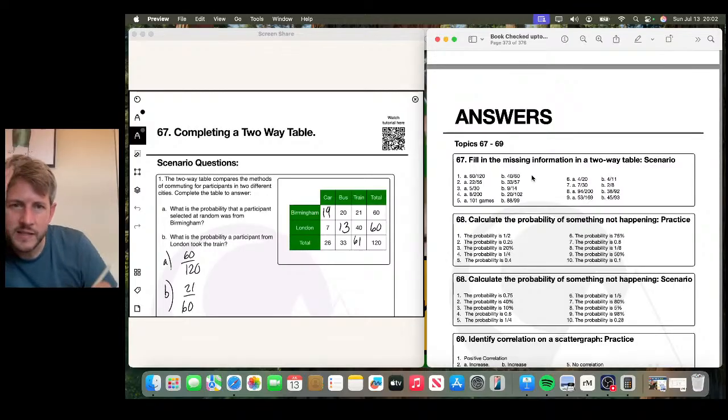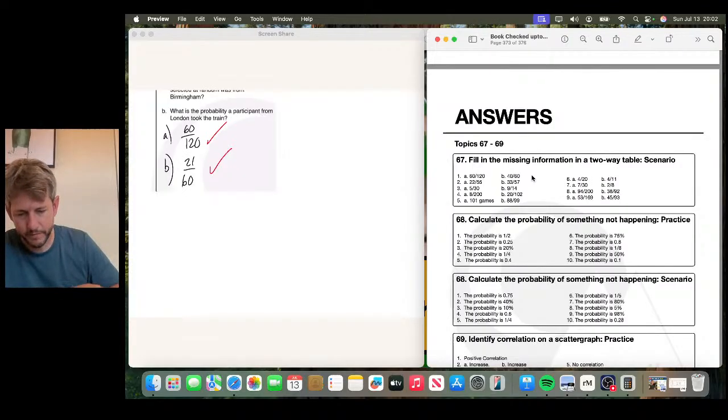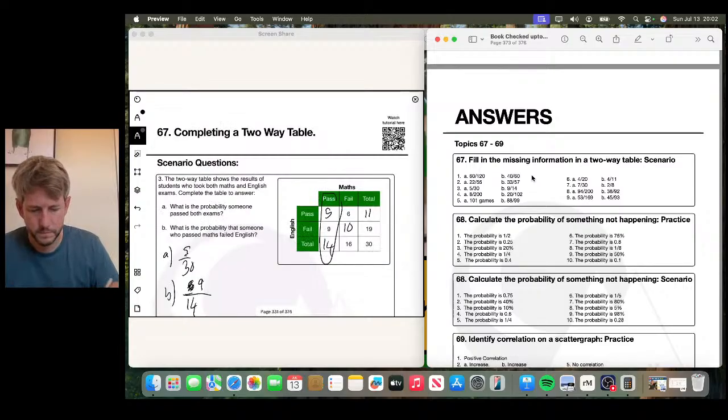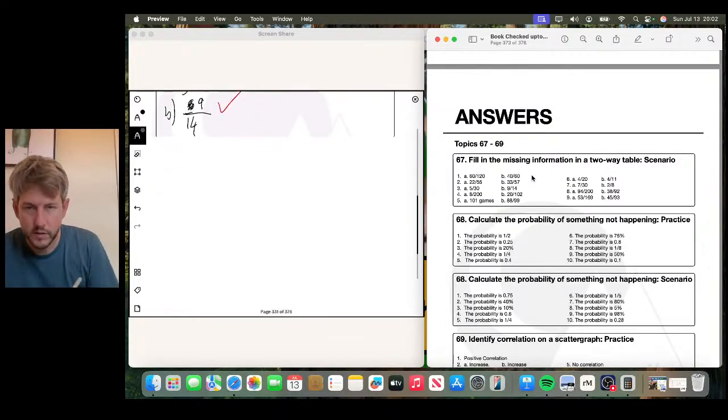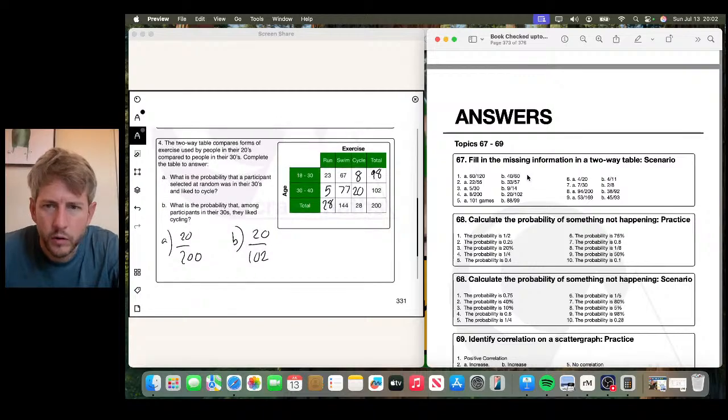Right, but let's see if these are right anyway. Yep, they are correct. Oh, I know what I can do. Got it. Right, don't worry. I've got this. I've got a quick solution. Okay. Yeah.